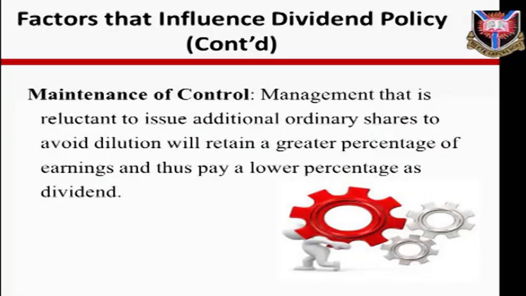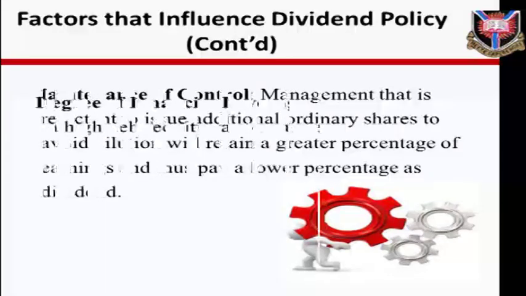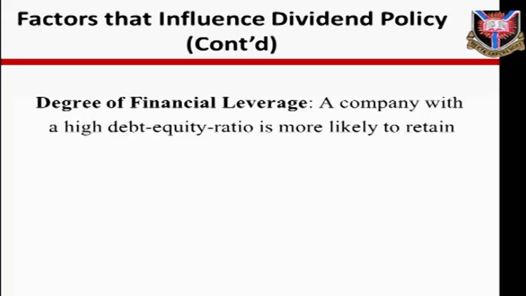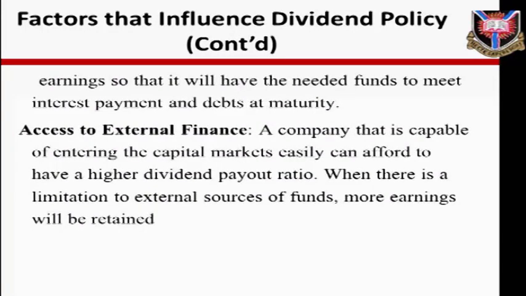Maintenance of control. Management that is reluctant to issue additional ordinary shares to avoid dilution will retain a greater percentage of earnings and thus pay a low percentage as dividend. Degree of financial leverage. A company with a high debt equity ratio is more likely to retain earnings so that it will have the needed funds to meet interest payments and debt at maturity. Access to external finance. A company that is capable of entering the capital market easily can afford to have a higher dividend payout ratio. When there is a limitation to external sources of funds, more earnings will be retained.